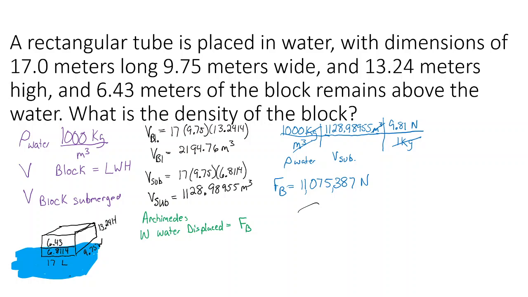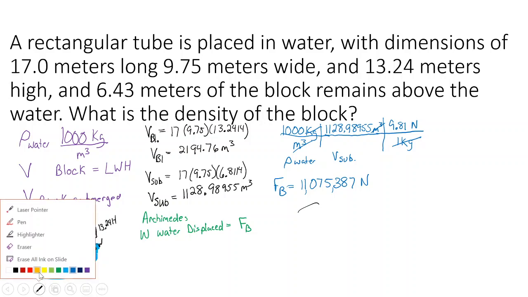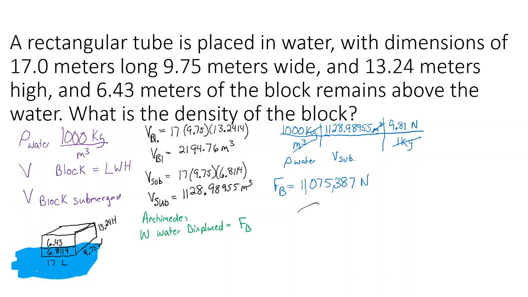Okay, now what we're asked to do is to turn this into the density of the whole block. So now it's floating. Remember that? We stated at the beginning that this was floating, and if that's floating, that means that in the end it has to have a density less than water. So let's start with our buoyant force, 11,075,387, and let's just do a little bit more unit analysis to get back to, and that's in newtons.